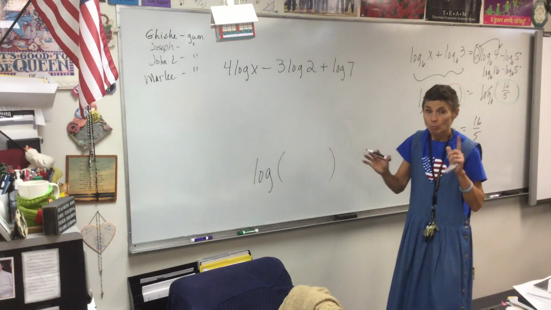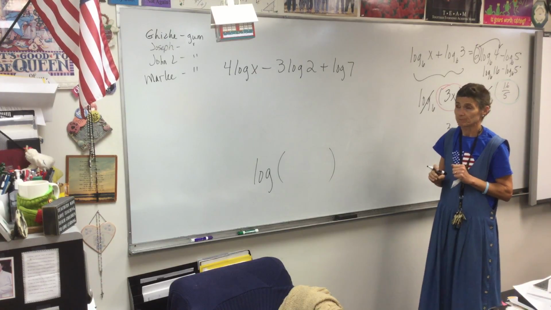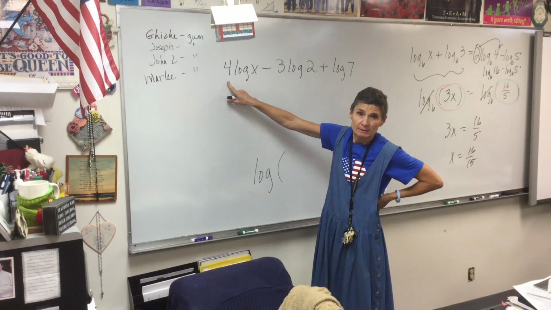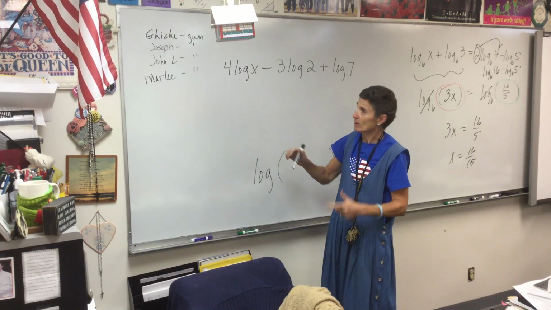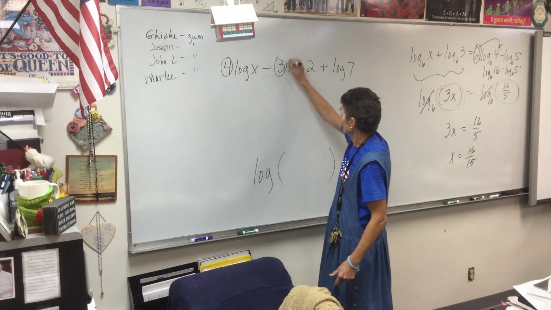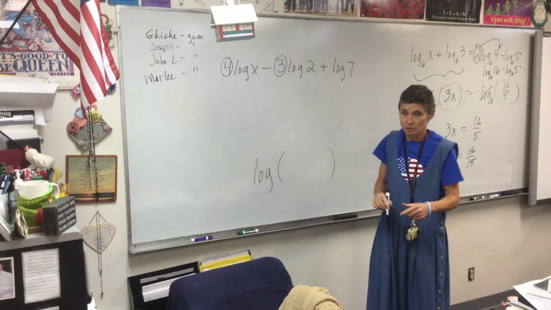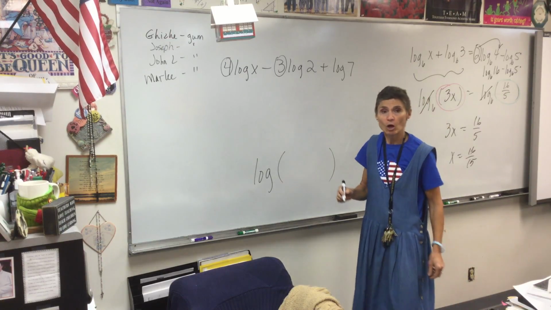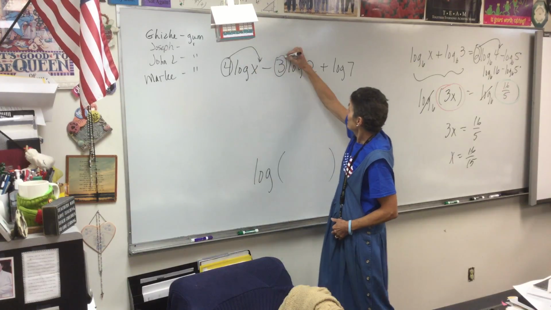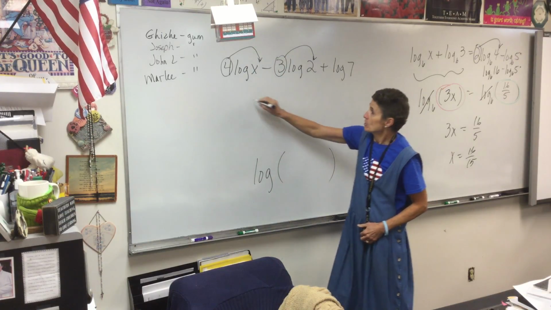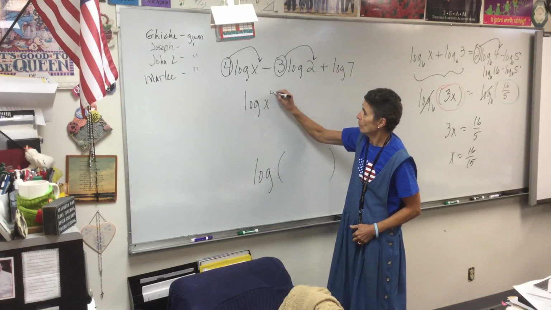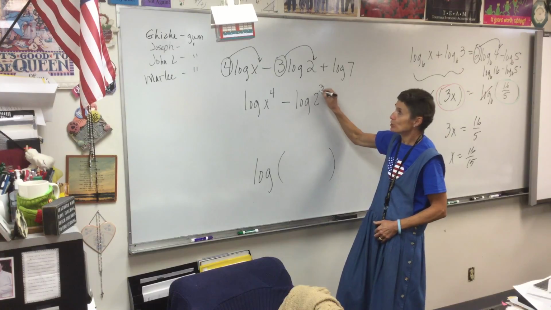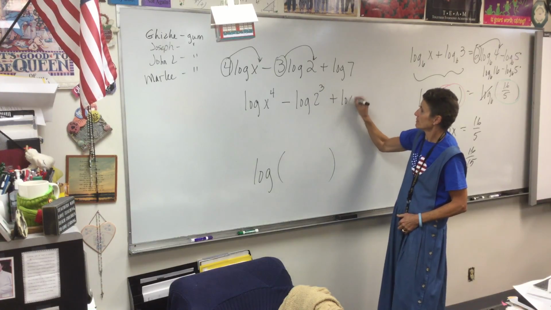So think about what we've done in the last couple of problems. Is this bothering you? It should be. I can't start putting stuff together if I have these numbers out in front. So what do we do with those numbers? Well, remember, coefficients in front of logarithms represent powers. So this is the log of x to the 4th minus the log of 2 cubed, and then plus the log of 7.